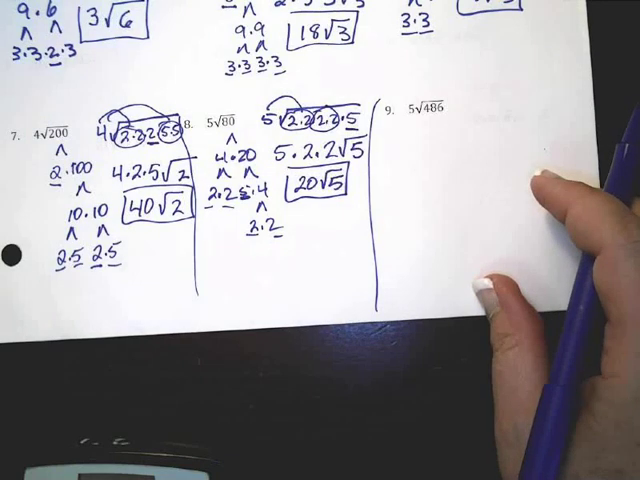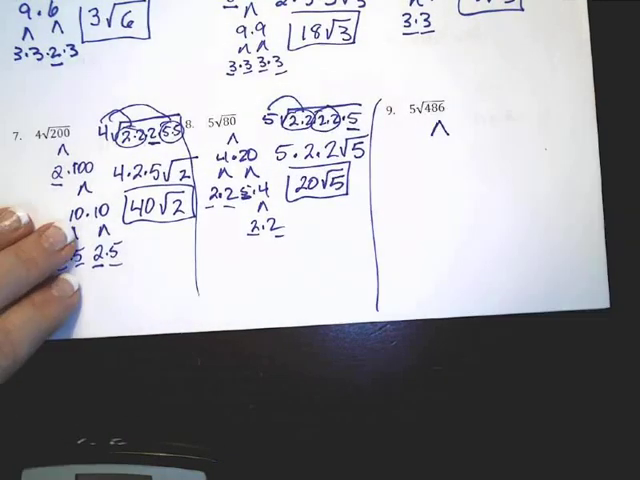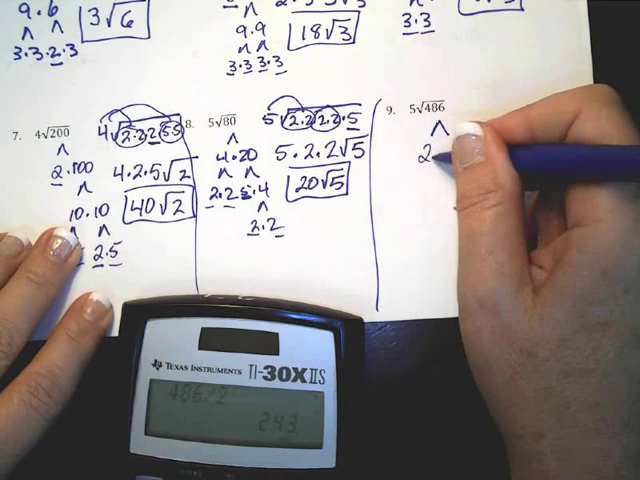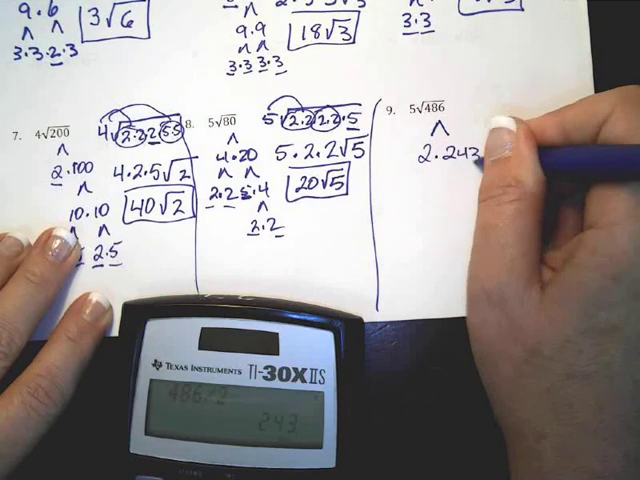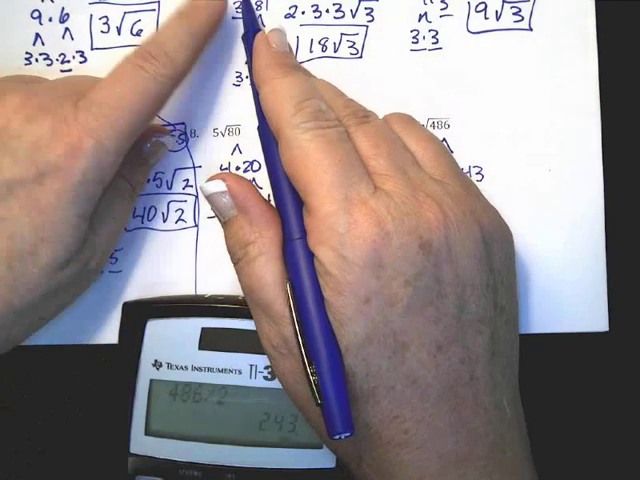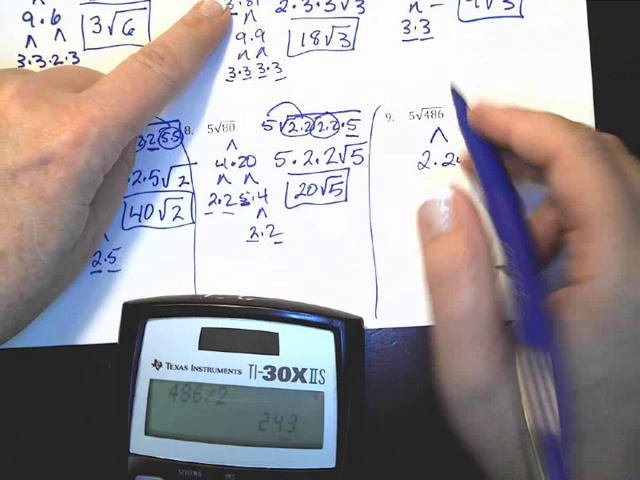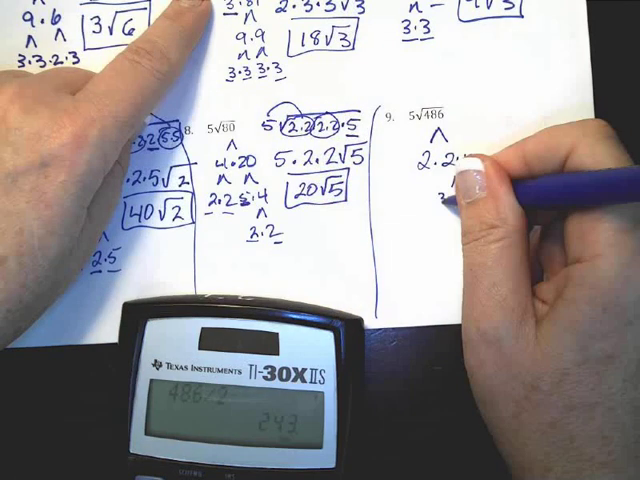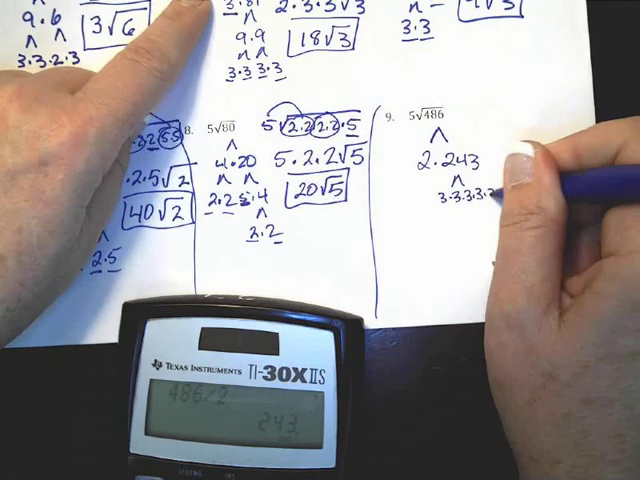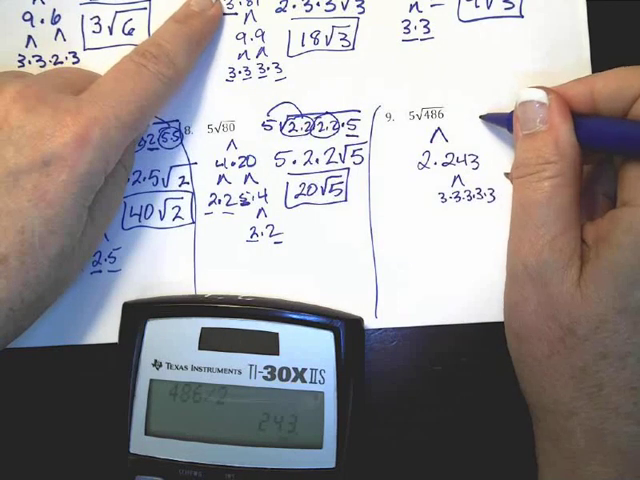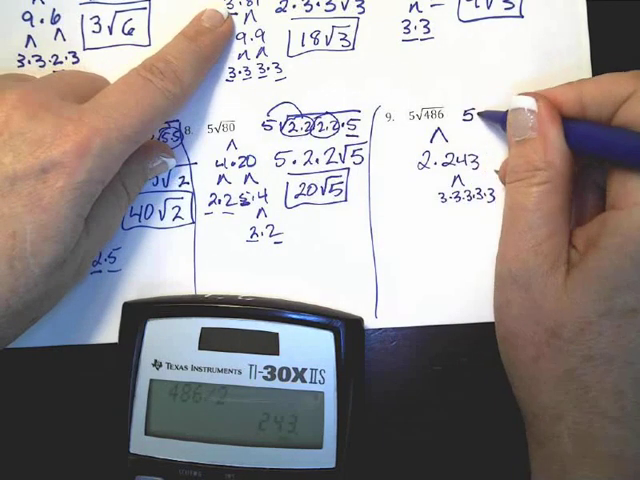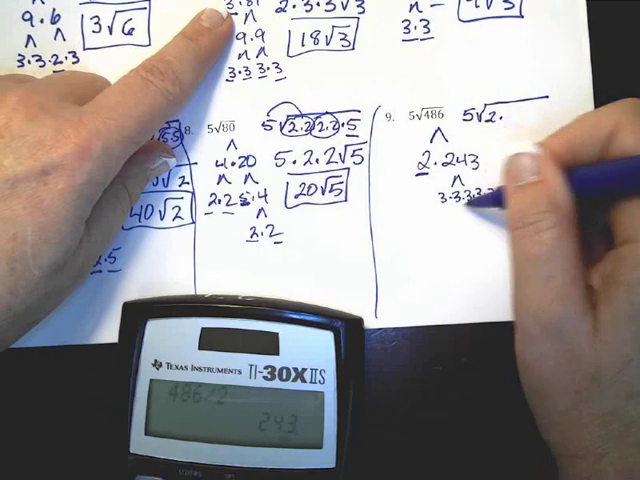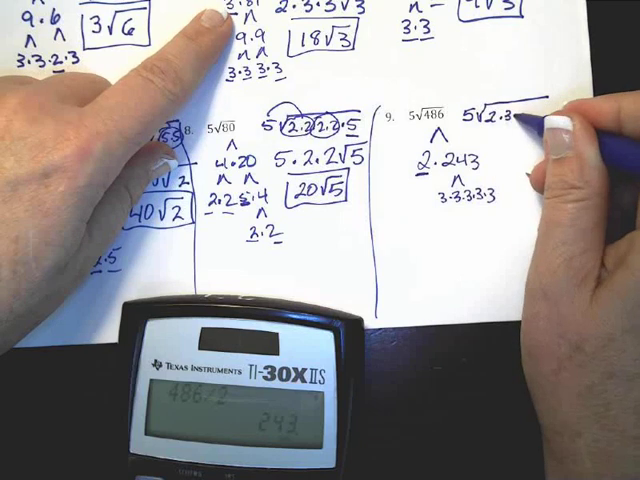All right, 486. Let's divide that by 2. Get 243. That looks familiar. Up on number 5 we had 243. We already broke that down. We know it breaks down into 1, 2, 3, 4, 5 3's. So we're going to use that problem. And let's see, we have a 5 out front. We have this 2. And then we have the 5 3's from 243.